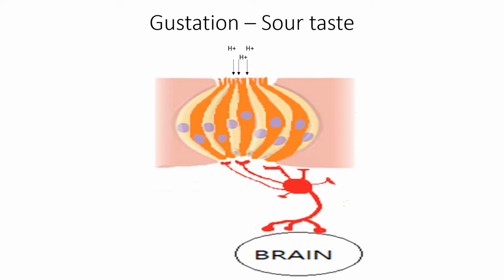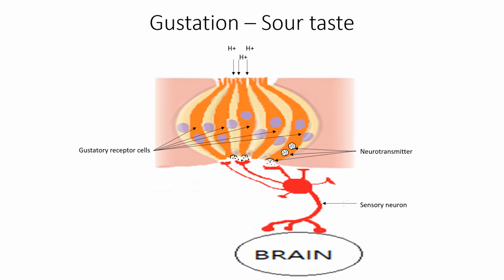So if you're eating lemon, hydrogen ion concentration is very high in your saliva. This hydrogen diffuses into the gustatory cells and triggers depolarization of the cell membrane of the gustatory cells and generation of action potential, which causes release of the neurotransmitter. This neurotransmitter binds onto the dendrites of sensory neurons, initiating action potential, which then travels along the sensory neurons all the way to the central nervous system for the interpretation of this particular taste.